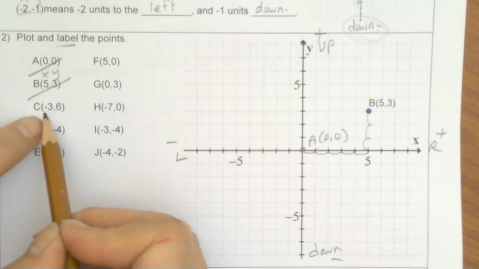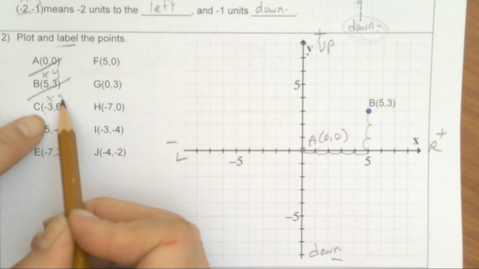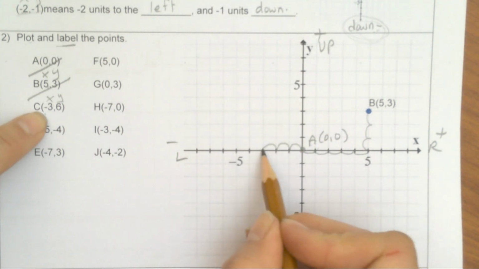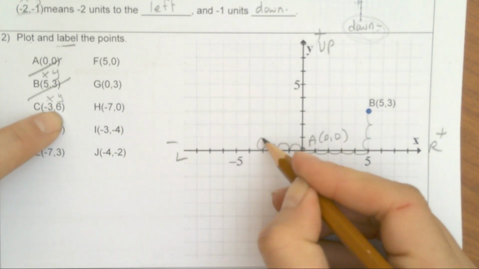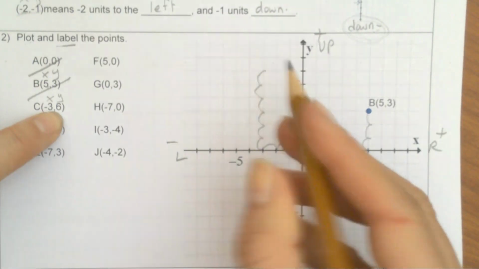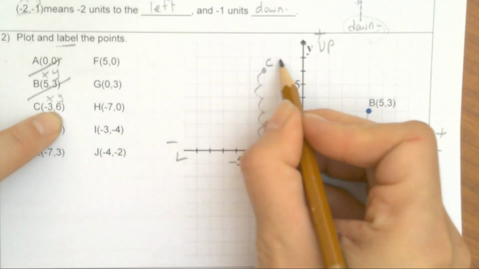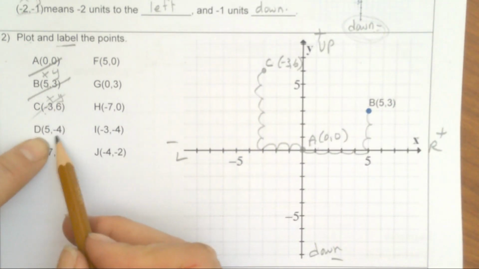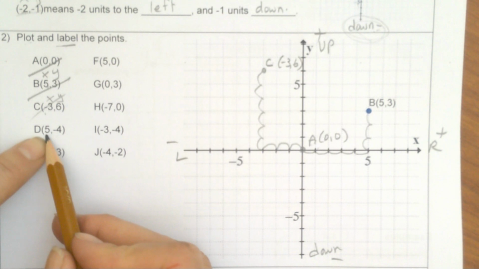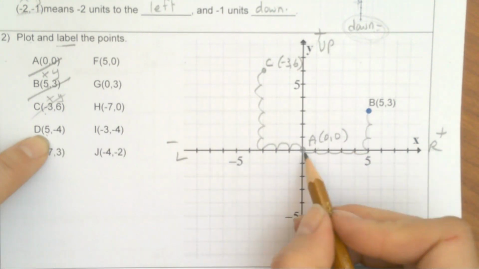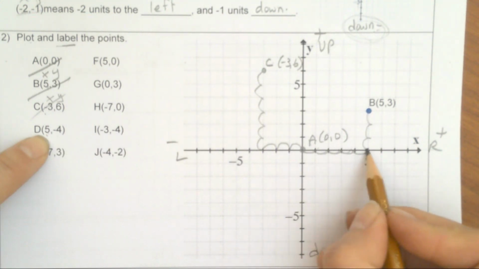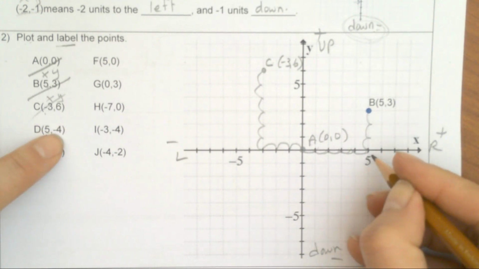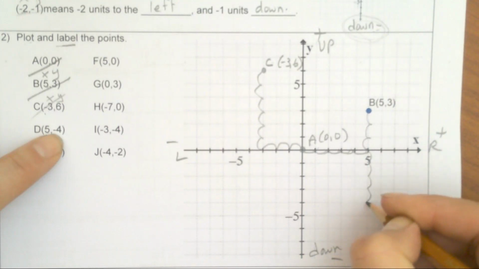Okay, C, X, so that's always left and right. So left 3. 6 is positive, so up. 1, 2, 3, 4, 5, 6. So there's C, negative 3, 6. D, 5 is for left or right. So it's positive, so I'm going to go right. 1, 2, 3, 4, 5. And then 4 is up or down, but it's negative, so it's down. 1, 2, 3, 4. So there's D.